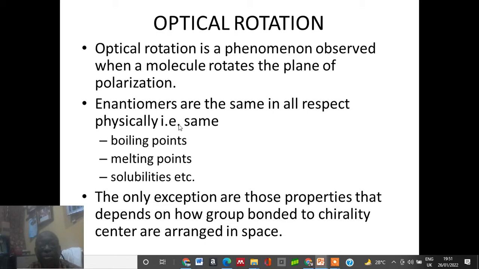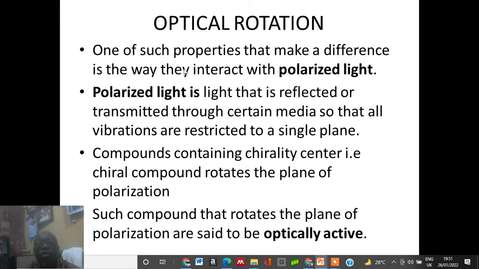Enantiomers are the same in all respects physically. That is, they have the same boiling points, the same melting points, the same solubilities. They also have the same chemical properties. They react with a chiral molecule in the same way. The only difference in those properties depends on the group bonded to the chirality center or the way they are arranged in space. One of such properties that make a difference is the way they interact with polarized light. In other words, enantiomers interact with polarized light in different ways.